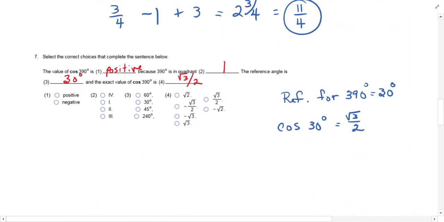Went too far. The value of 390 is it positive or negative? It's positive because 390 is in quadrant 1. Let's think about that. If we went all the way around, we're here because it's 30 more than 360, and the exact value of that is square root of 3/2. Cosine 30 is square root of 3/2, and it's a positive value because you're in quadrant 1 for cosine. So there's a lot of things to think about in these. You want to find out what angle is the reference angle, what is its trig value, and then which quadrant you are in.